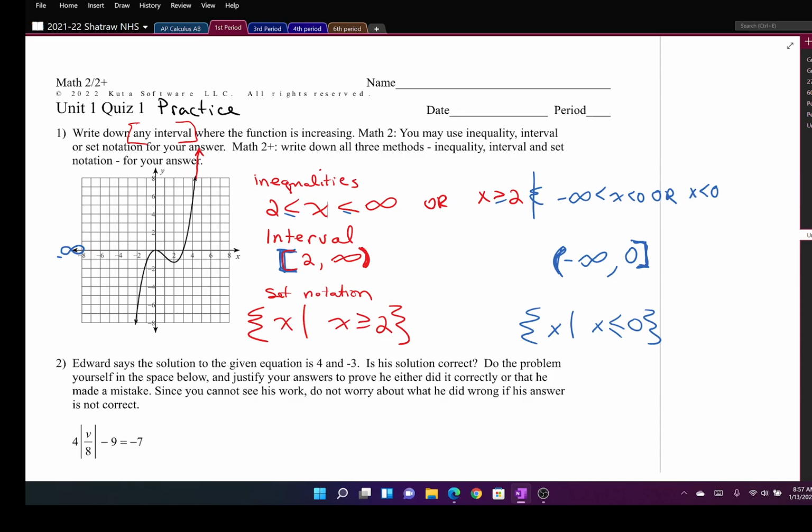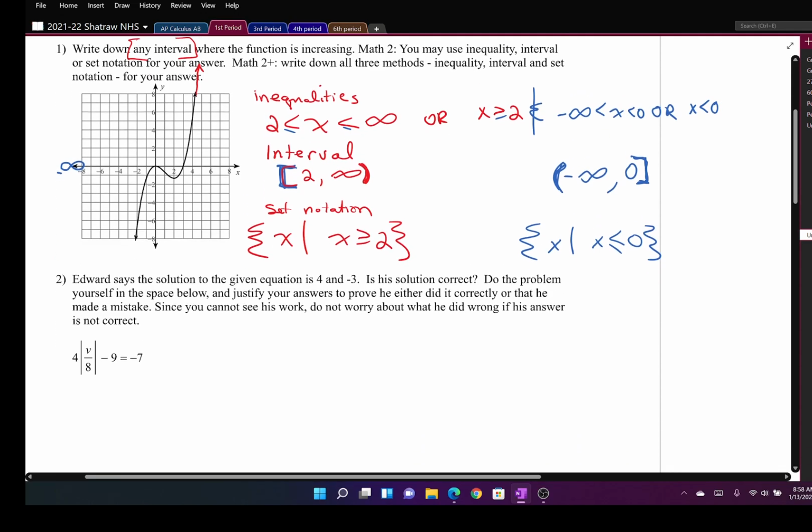Okay, but the choices of the inequalities, the interval, the set notation, those choices are still yours, and it will still be any interval where it is positive, or any interval where it is negative, or any interval where it is decreasing. All right, so I'll come back to that in a minute if you guys want.